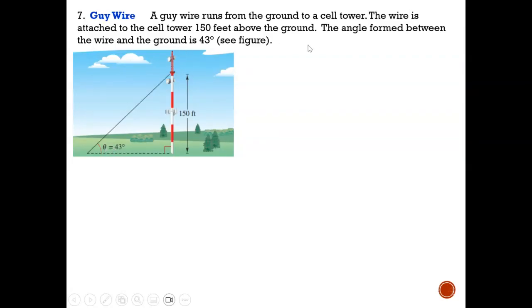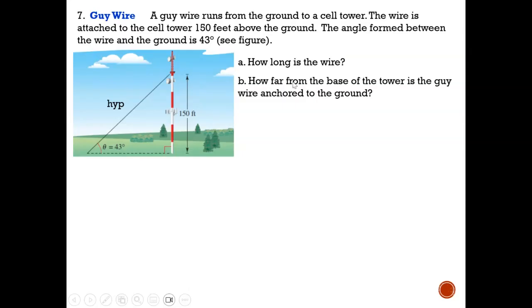So we're trying to find, it says here, how long is the wire? So we're looking for this wire here. So we're looking for the hypotenuse, right? And then how far from the base of the tower is the wire anchored to the ground. So we're looking for this out here. This is for part B. We're looking from where it's anchored on the ground to the base of the tower. So we're looking for the adjacent.